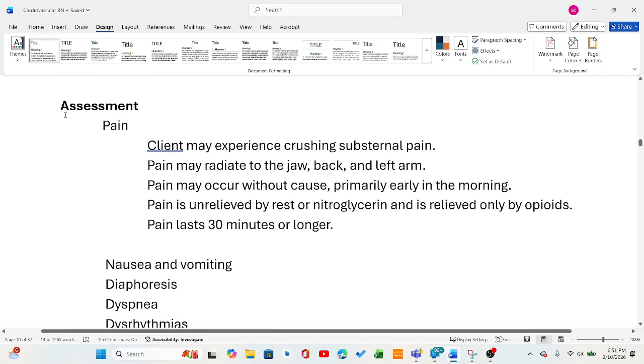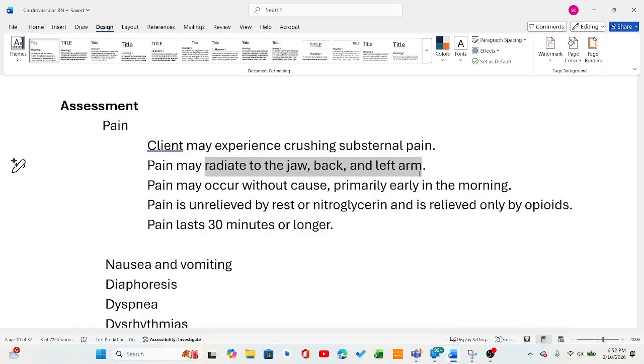So with myocardial infarction, what are the assessments? Again, as with angina, we have pain. Yes, the client will still be complaining of pain. That's a typical one. And then the client will be experiencing crushing substernal pain. So you notice that these are the same symptoms the patient with angina is facing. Again, when the pain is radiating to the jaw, to the back, or to the left arm, it's more of an indication of an MI. Again, with angina, the patient will also have the pain radiating to the jaw and to the arm. So take note of this.